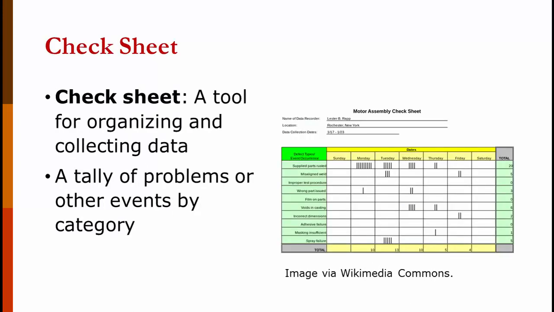A check sheet is a tool for organizing and collecting data. It's a grid like you see on the screen. Times of day will either be in the columns or the rows, and the types of defects will be either the other column or row. This lets you record the number of defects and the time they happened. The totals can then feed into a graph and help you troubleshoot the issues.